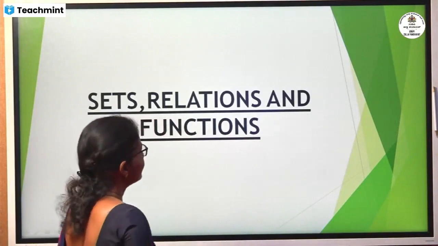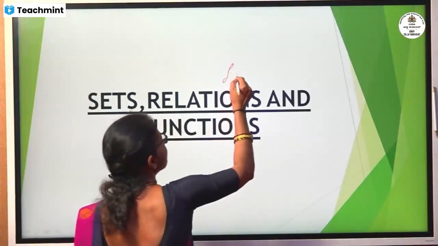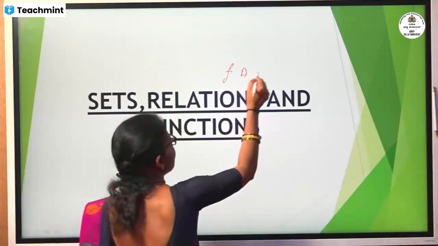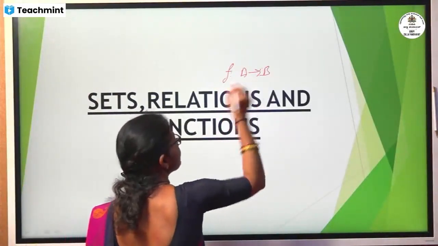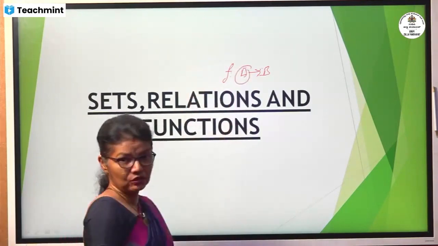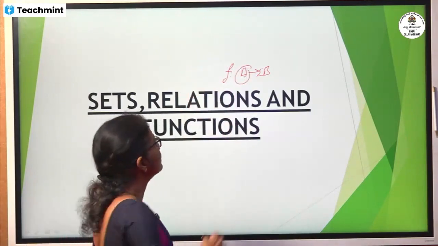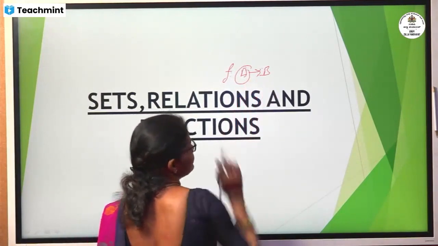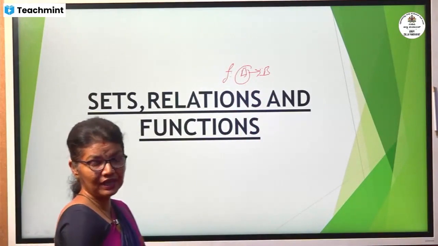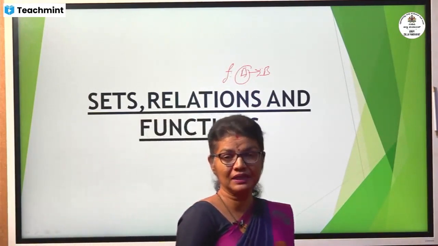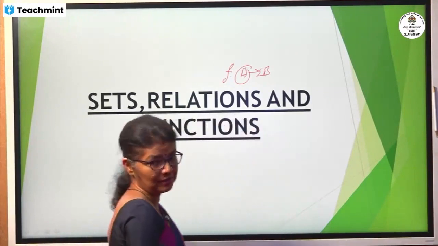Next, we'll consider functions. Suppose we consider a function f, a mapping from A to B. It means that for all the elements of set A, which is called the domain, there is a unique image in the set B. Every element of A is associated with a unique element in B. That element is called the image.